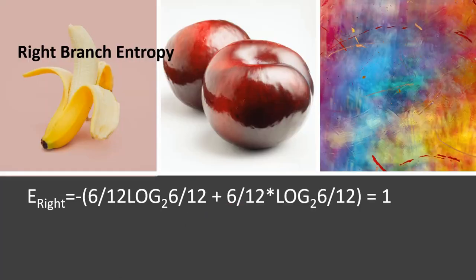Here is the entropy for the right branch. So E right here, and it's equal to negative 6/12, meaning there's 6 bananas out of the 12 fruits, log base 2 times 6/12, plus, now we consider the apples. 6 of the 12 on the right side are apples. 6/12 times log base 2 times 6/12. And that entropy, when you calculate it, is equal to 1.